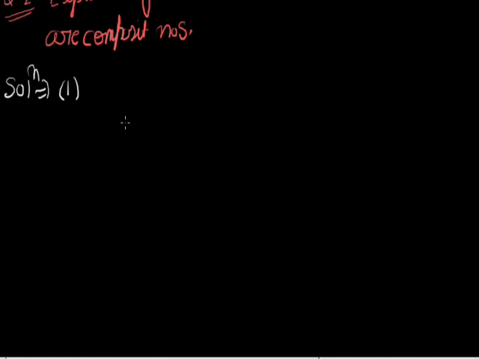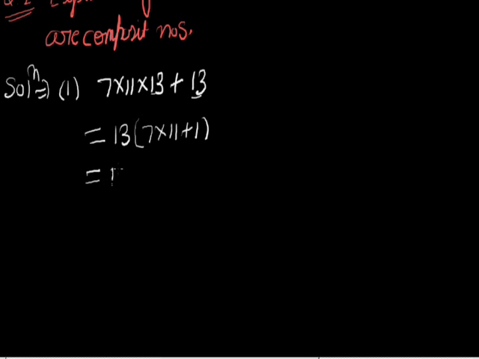First we solve the first number, 7 into 11 into 13 plus 13. Now 13 is the common factor in these two terms, so we can take 13 as common. The remaining factor is 7 into 11 plus 1. So 13 into 78. We have expressed this number as a product of two factors. Now this number has more than two factors: 13, 78 and 1, which is a factor of each and every number. So that's why this number is a composite number.